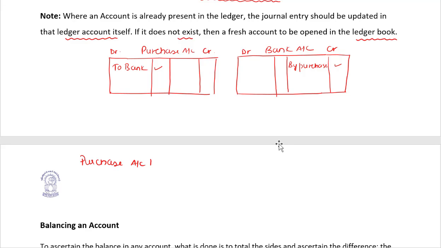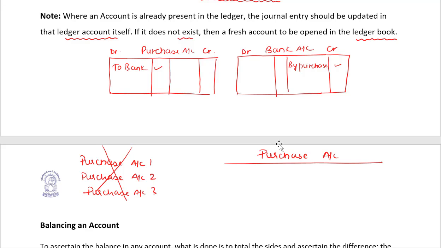We should not do it likewise. What will we do in that case? We will just open an account known as purchase account and we will record all the purchases made over here. I believe I am making sense to you. This is clear. Let's move ahead.